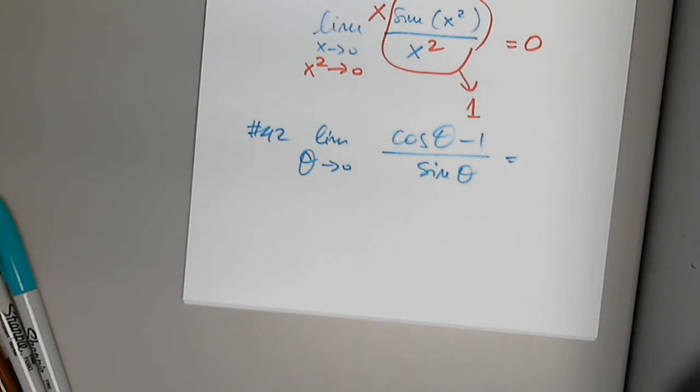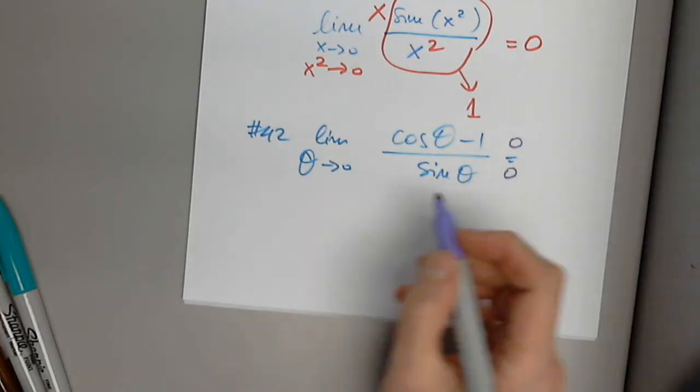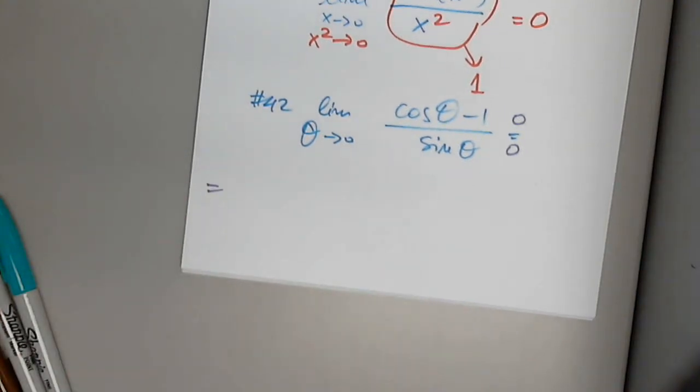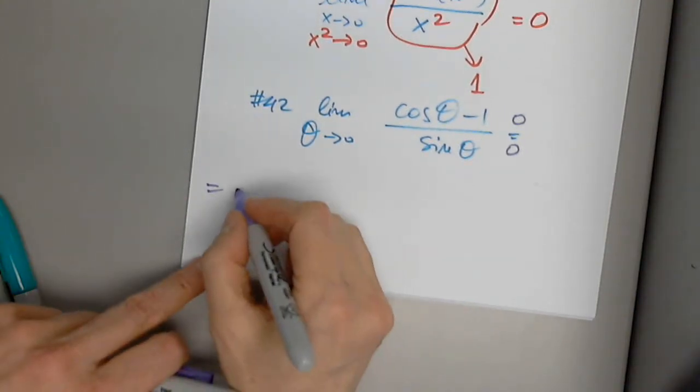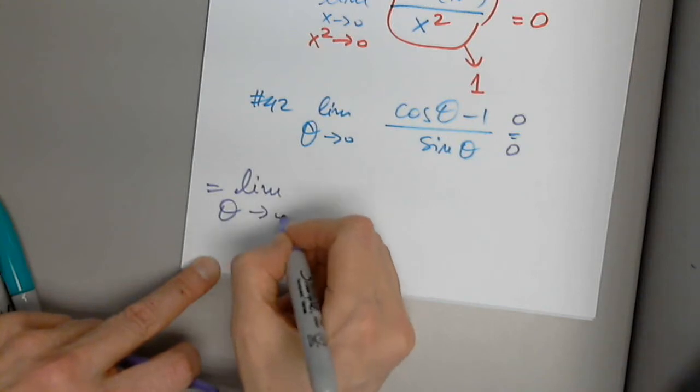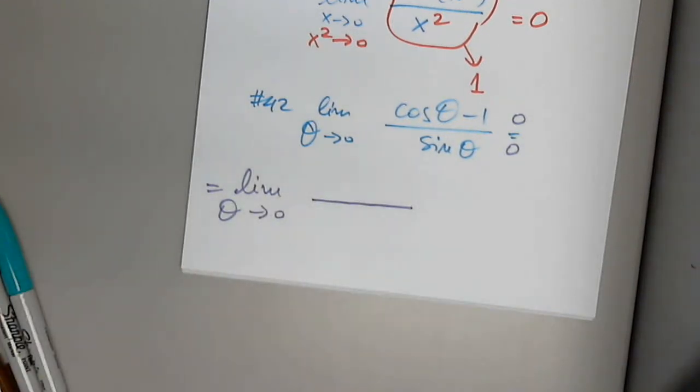Okay, where does the top go to? The top goes to, very good, because this is 1 minus 1. Awesome. Where does the bottom go to? Okay, I like it. In this situation, I don't need to manipulate this expression or function algebraically, because I can use L'Hopital's rule in a situation of 0 over 0.